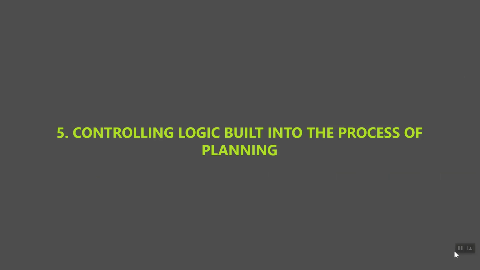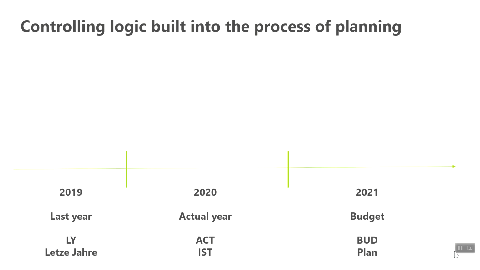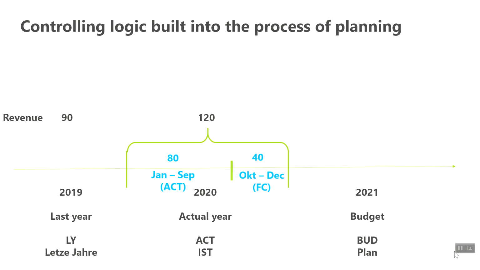Controlling logic is built into the process of planning, and what we see here is the typical logic of planning and budgeting. First of all, we start with the last year, and if we look at this example, revenue for the last year was 90. Then we see the actual year, and here we have the actual data for the first 9 months, which is 80. Based on this, we create a forecast for the remaining of the year for October to December, which in this case is 40, which gives us the whole forecast for the year of 120.